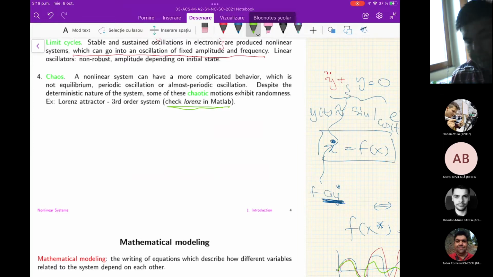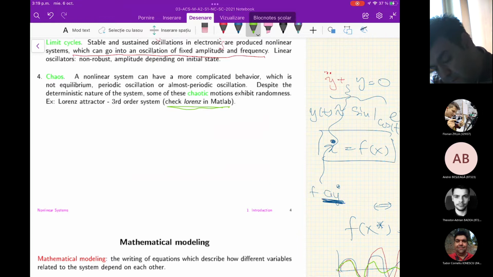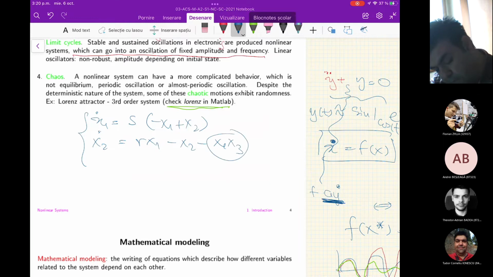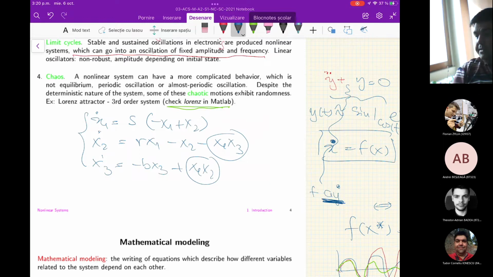Yeah, look. So the model is made of three equations. Okay, x1 dot is a coefficient s times minus x1 plus x2. So this is a very normal equation. x2 dot is r x1 minus x2 minus x1 x3. So nonlinear term. And x3 dot is minus b x3 plus x1 x2. So look, it's very harmless. This guy is really, really harmless.